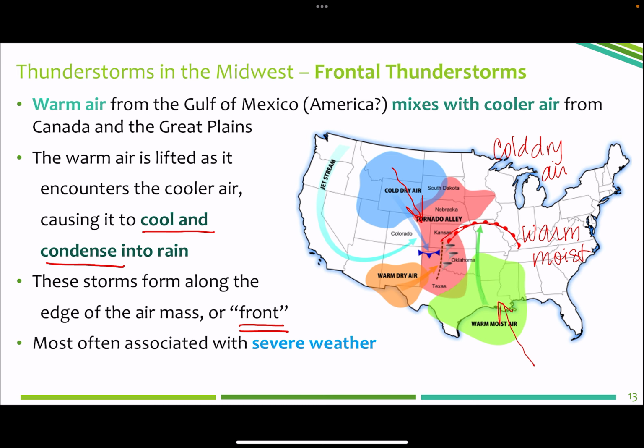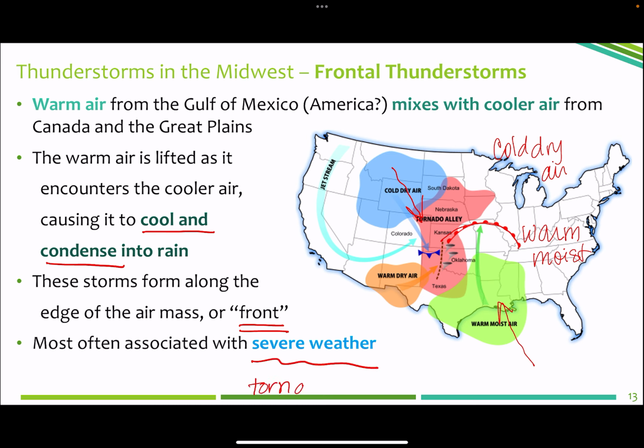So you may hear on the news or the local weather something about, we have a front pushing through. The front means the front edge of that cold, dry air or the warm, moist air. And where those two air patterns collide is where we get thunderstorms, because of the cold air coming down, forcing the warm air to cool and condense. These frontal thunderstorms are the ones that give us severe weather.